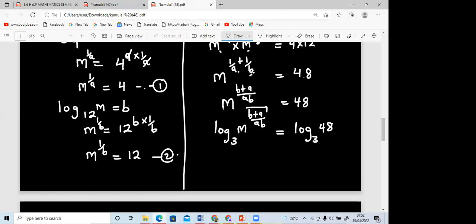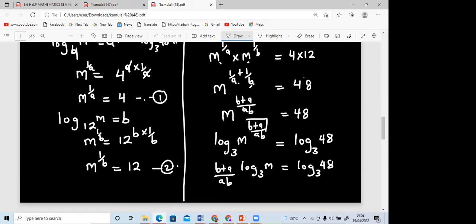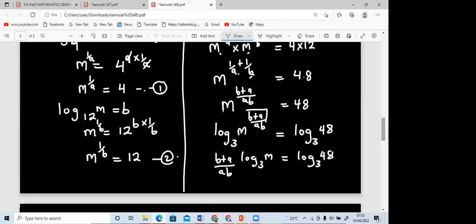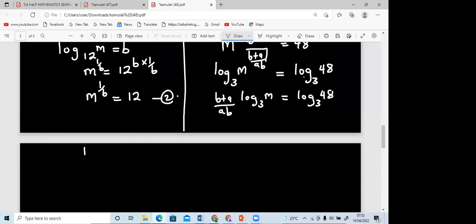So when I drop this power here, I'll have (b plus a) out of ab times log base 3 of m equaling log base 3 of 48. But what do I know very well? You can ask yourself, do we have log base 3 of m? No, I don't have it. But I know very well that m, you remember that we had m equaling 4 to the power a.